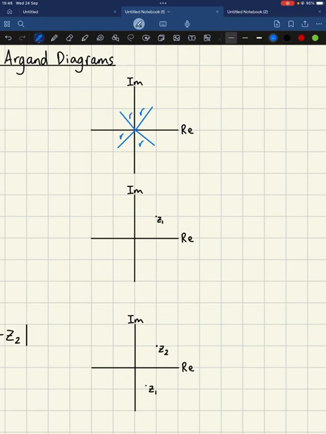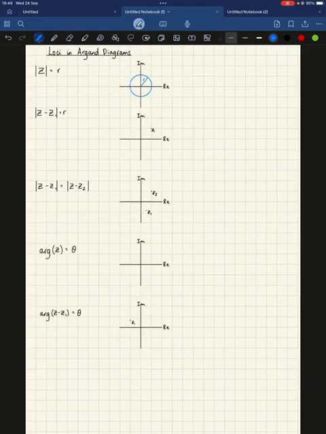It can be anywhere. So if we keep adding loads and loads of points, you can see it's going to make a circle. So our complex number z, the modulus of z equals r, is a circle centered around the origin with radius r. This is our locus for this.